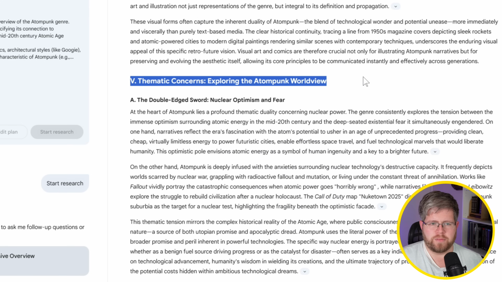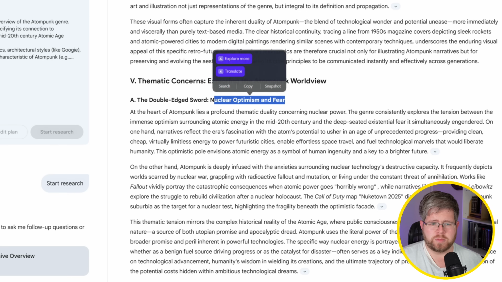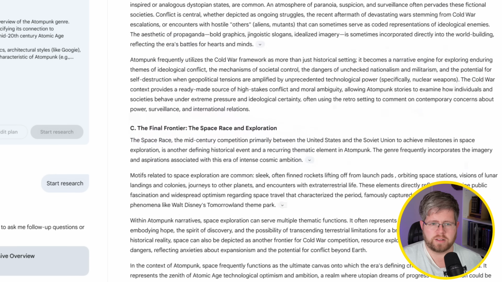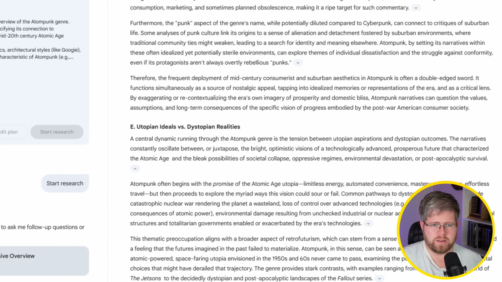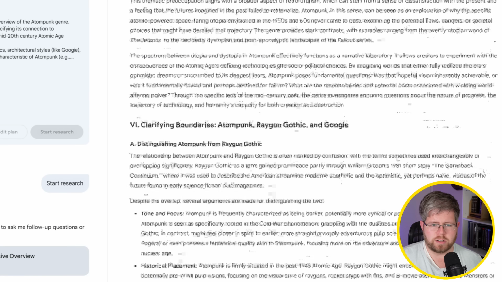Then we get number 5, thematic concerns, exploring the atom punk worldview, nuclear optimism and fear, Cold War anxieties, the final frontier, critiques of consumerism and suburban life. Yep, this is all accurate. Utopian ideals and dystopian realities.